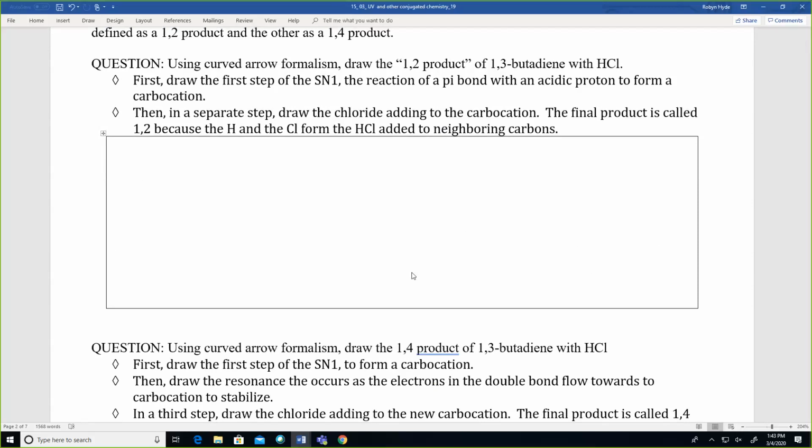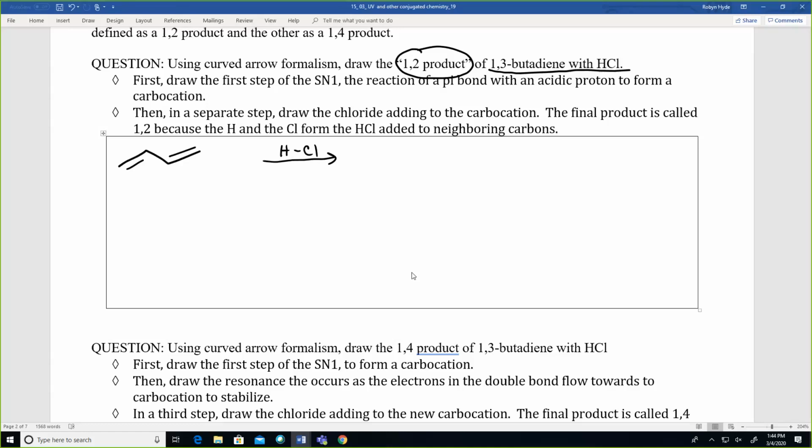So I asked you to do 1,3-butadiene with HCl. So 1, 2, 3, 4. There's my butadiene with HCl. And we're going to do what is a typical reaction, which is known as a 1,2 reaction.